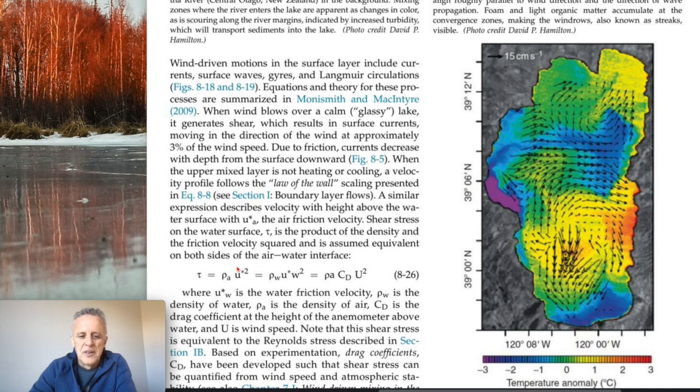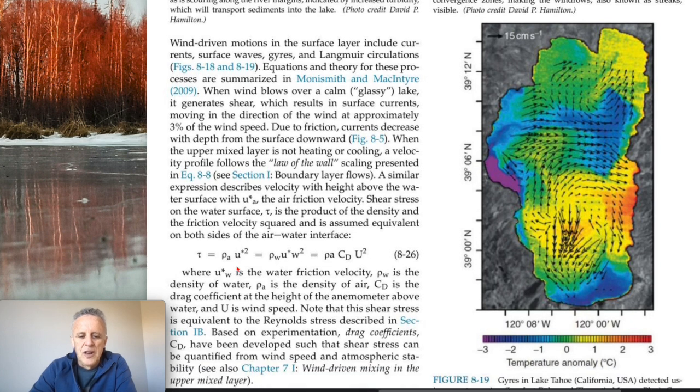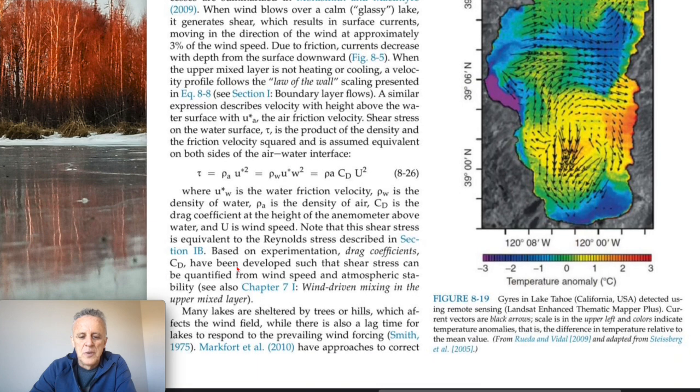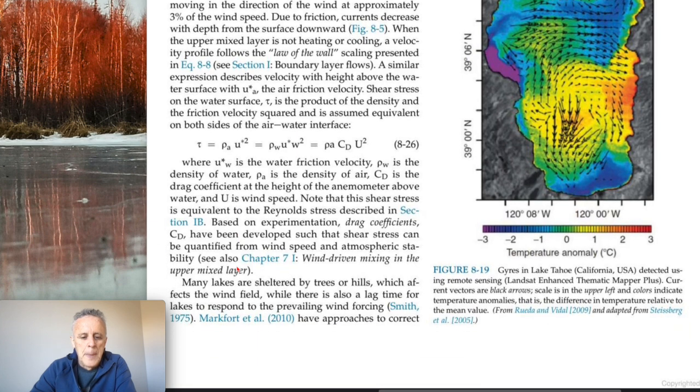When the upper mixed layer is not heating or cooling, a velocity profile follows the law of the wall scaling, presented in equation 8-4. A similar expression describes velocity with height above the water surface with u star a prime, the air friction velocity. Shear stress on the water surface tau is the product of the density and the friction velocity squared, and is assumed equivalent on both sides of the air-water interface. So here's the equation, and I'll let you review that.